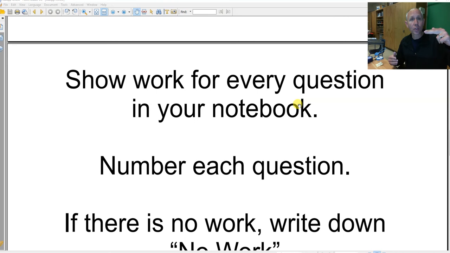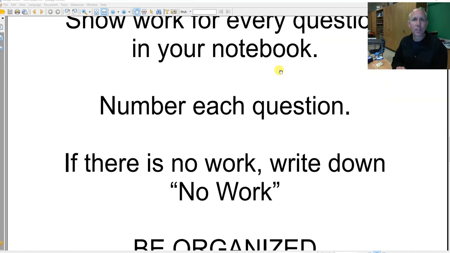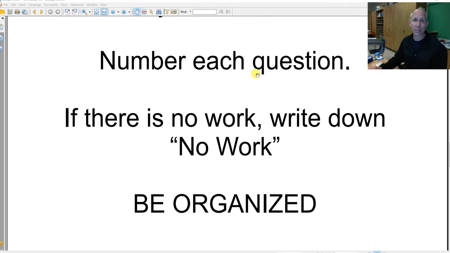So when you do question 3, go to question 3, do it. After that, number question 4, do it. If there is no work, and sometimes there is no work, you're going to write down no work. And that's fine, and you'll go on to the next question. Be organized. Be incredibly organized.